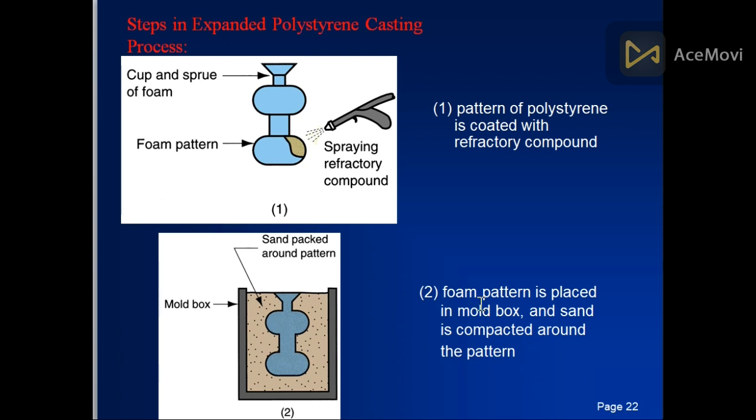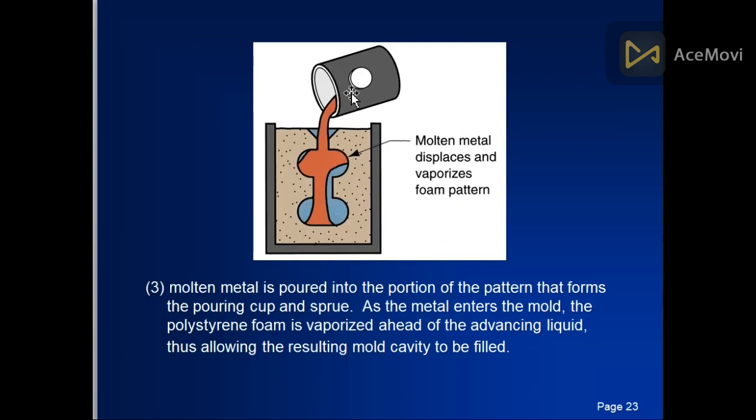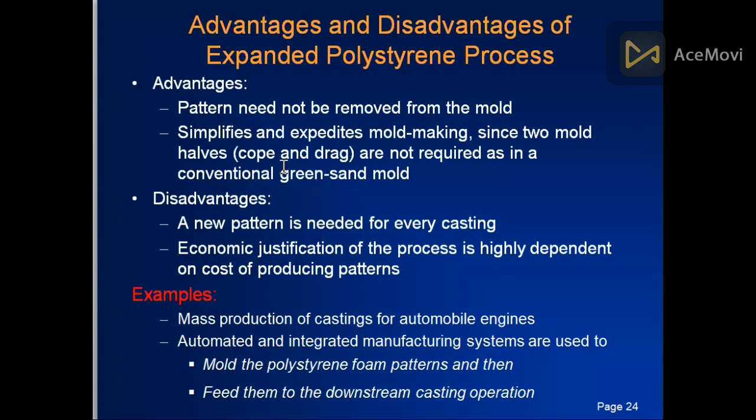Then the foam pattern is placed into the mold box and sand is compacted around it. We put it in the box, put the sand around it, and compact it. Then we pour the molten metal, and it will melt the foam and evaporate it. In this way, we get the required shape.